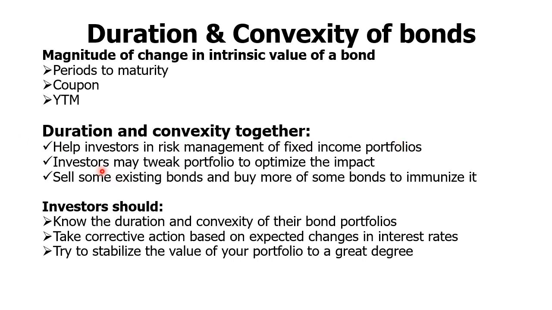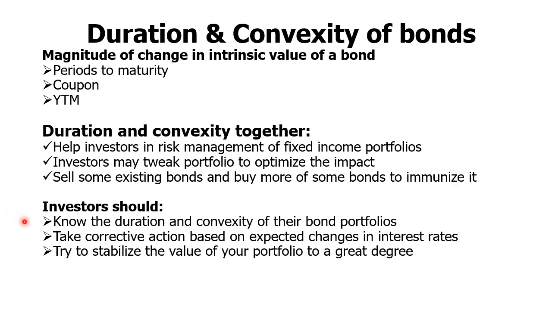If you know the possible impact of the change in interest rates on the value of the fixed income instruments that you own, you may tweak your portfolio to optimize the impact. By tweaking, we mean selling some existing bonds and buying more of some bonds in your portfolio so that the net impact of the change in YTM is nearly zero. You can also use futures to counter the impact of the changes in interest rates.